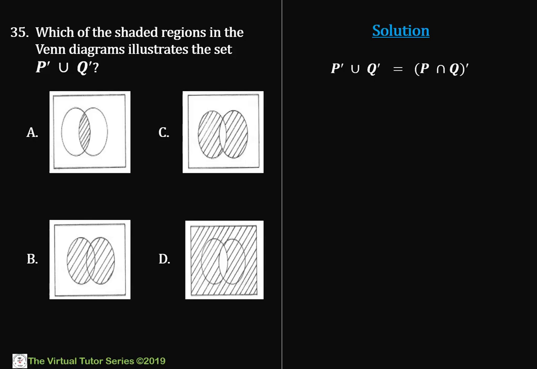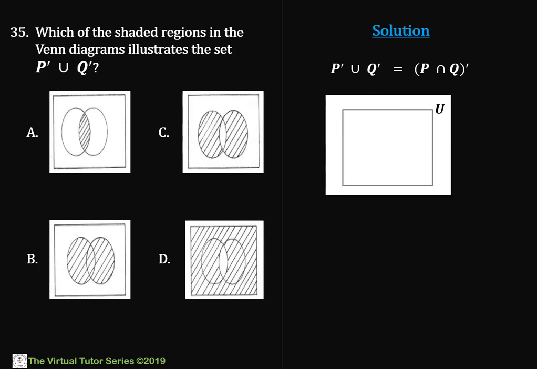Let's try to demonstrate this on a Venn diagram. This is our universal set U. Here is set P and here is set Q. (P intersection Q) complement is a set of elements in the universal set that are not in P intersection Q. We can illustrate this by shading outside P intersection Q. Therefore, option D is the correct answer.